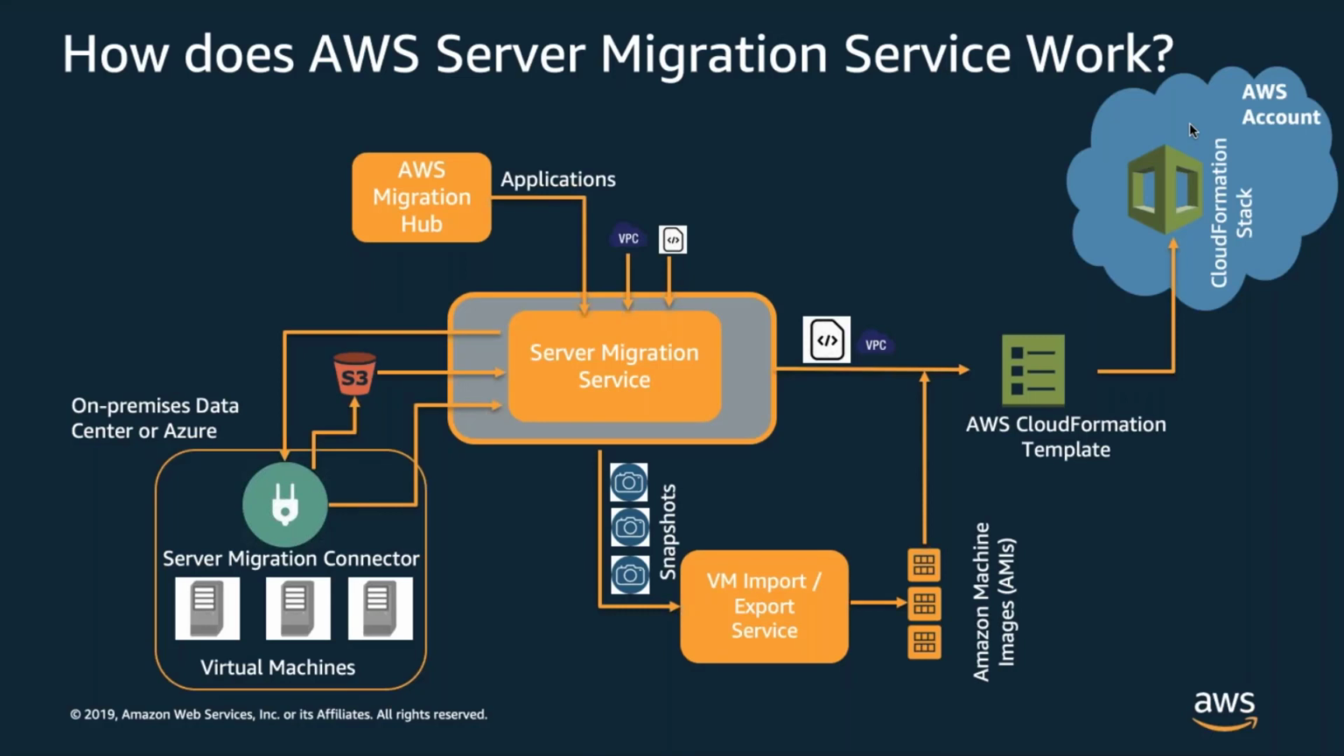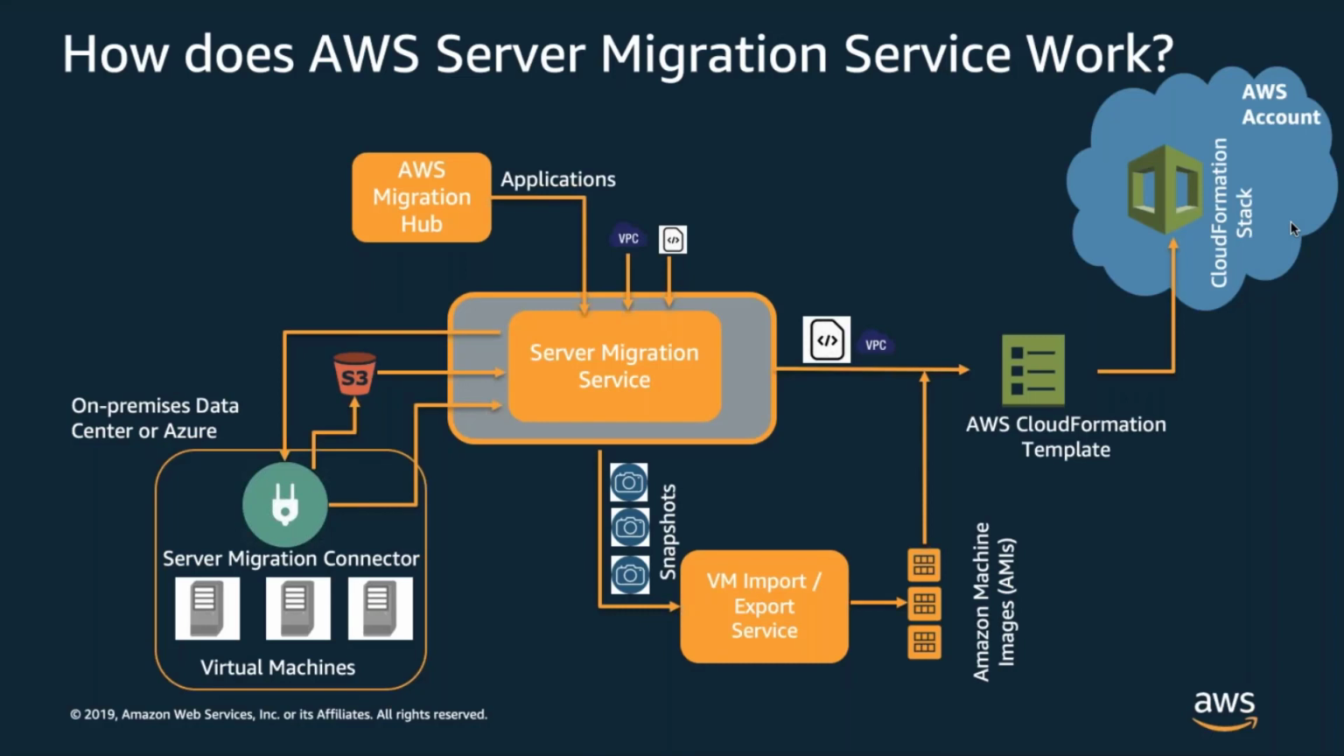Also with Server Migration Service, you would have opportunity to define your landing zone information. So that is the VPC you want to use, the subnet, and also your launch sequence. So all this information will be available with Server Migration Service. And when it combines this information with the AMI, the service will be able to create an AWS CloudFormation template. This CloudFormation template can be downloaded or used directly to deploy applications in AWS.